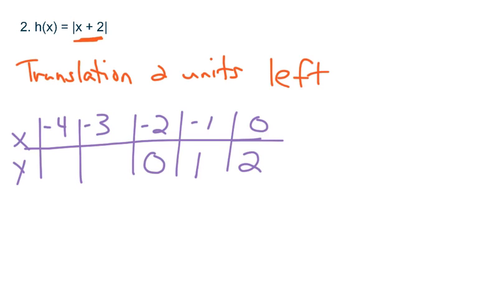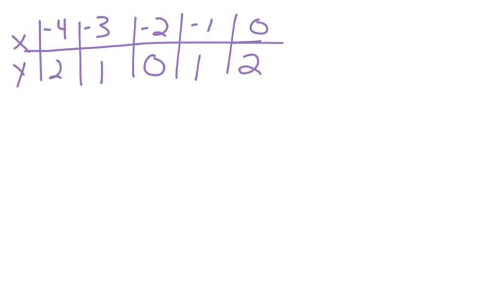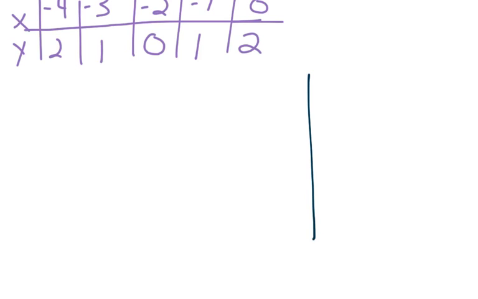Negative 3 plus 2 is negative 1, and the absolute value of negative 1 is 1. And negative 4 plus 2 is negative 2, and then the absolute value of negative 2 is positive 2. Okay, so we have our x's and y's. Let's go ahead and sketch our picture.